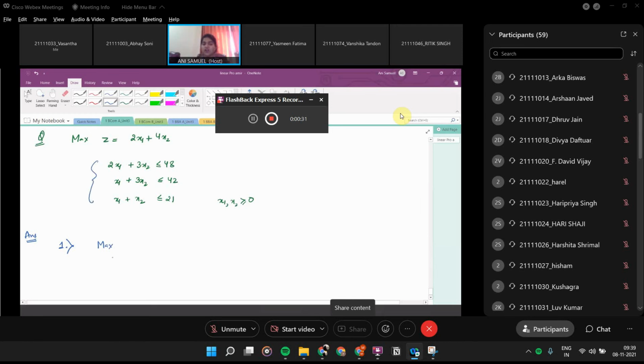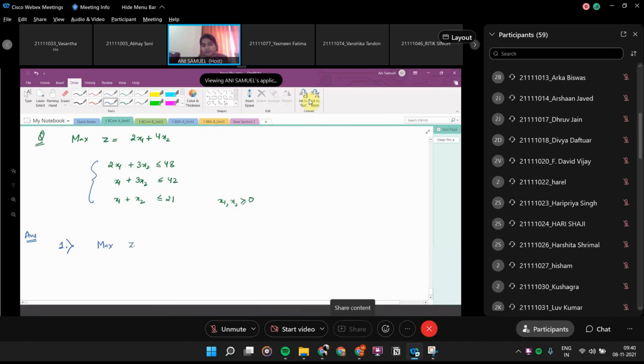We have three constraints. How many variables will be added? Three variables will be added. So let me say for the first one S1, for the second one S2, and for the third one S3.